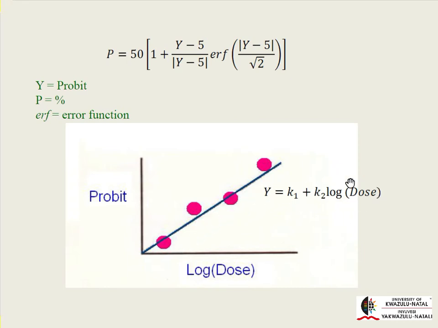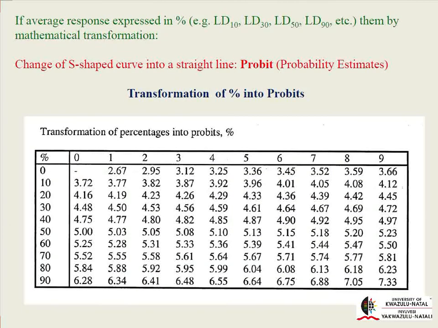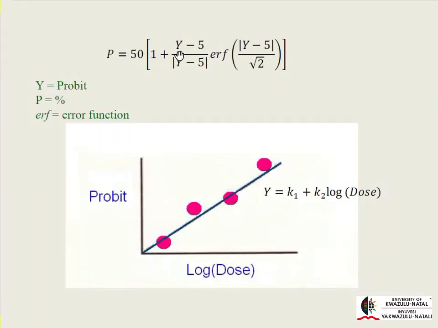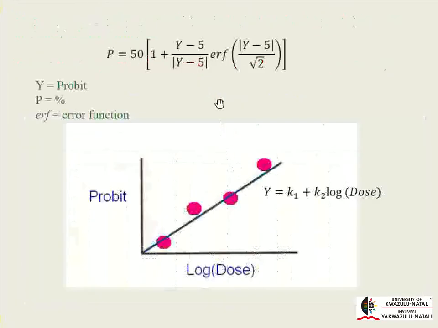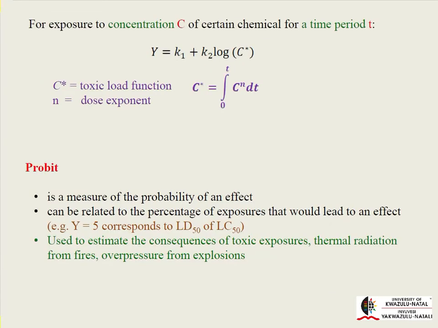Instead of working with dosage and responses or dosage and percentages, you work with the log of the dose against a probit. This is the probit equation here, which I won't really get into. Typically the table here is the result of this equation. It's trying to essentially convert an S shape into a linearized shape. So that is for calculating for dosages.